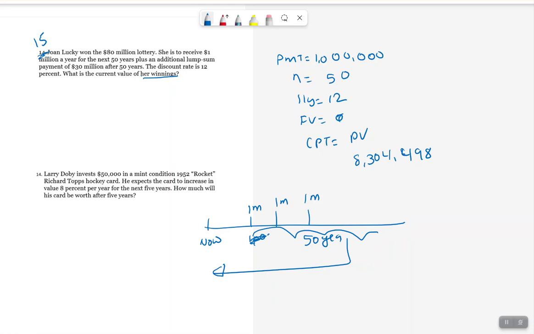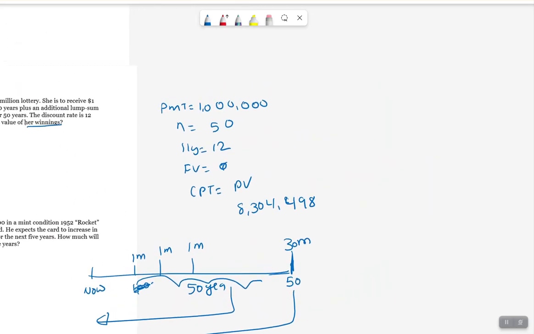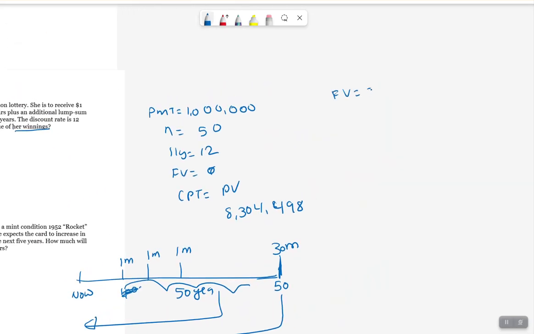Also, they said they are going to give you a lump sum payment after they've made the 50 payments. After the 50 years, they're going to give you 30 million at that point. So you have to bring that up to now. How are you going to bring it to now? That becomes your future value. Future value is your 30 million, which you receive in the 50th year.